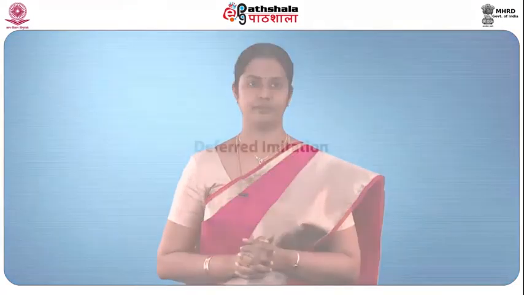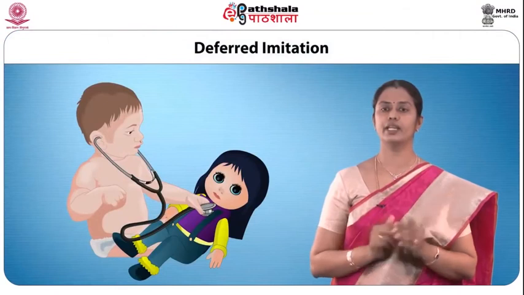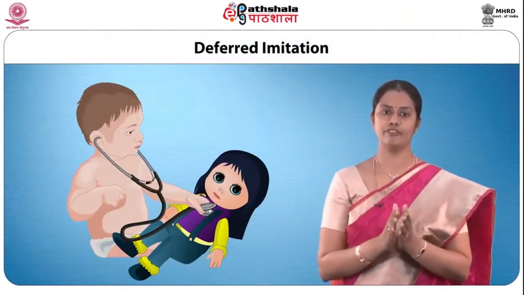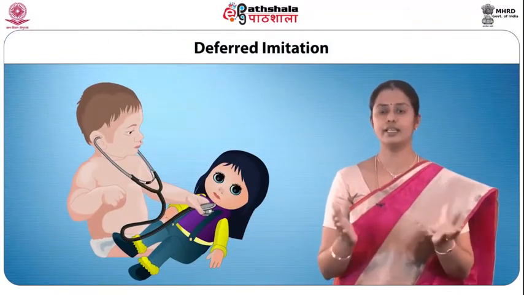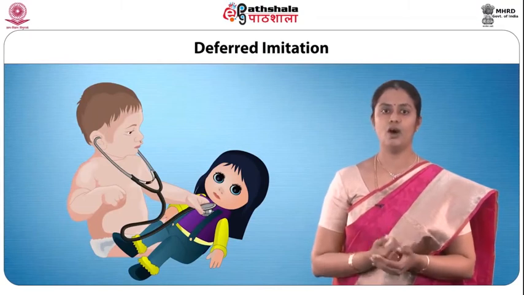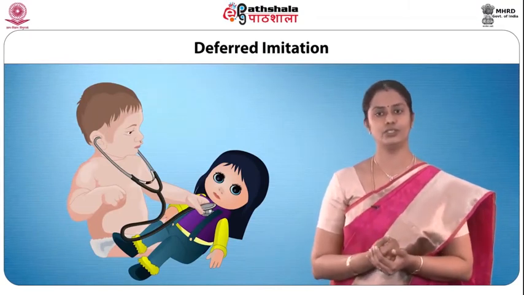The second feature is deferred imitation. During the sixth substage of the sensorimotor stage, the mental representation permits the ability to copy the behavior of others even when not present. For example, a toddler showing love to a doll by patting, feeding, or kissing it, just like a mother doing for the baby, or even acting as a doctor, as shown to you.